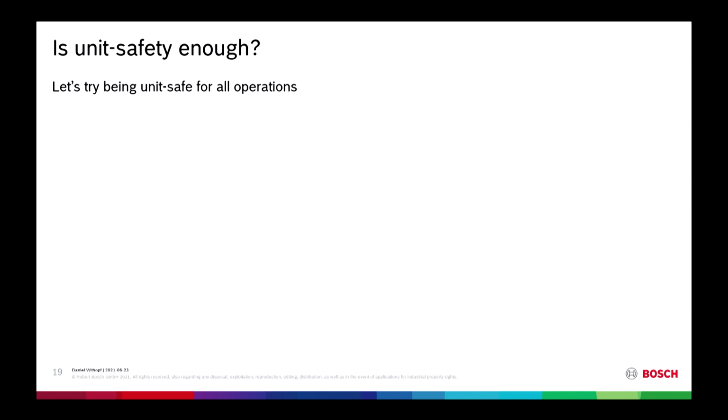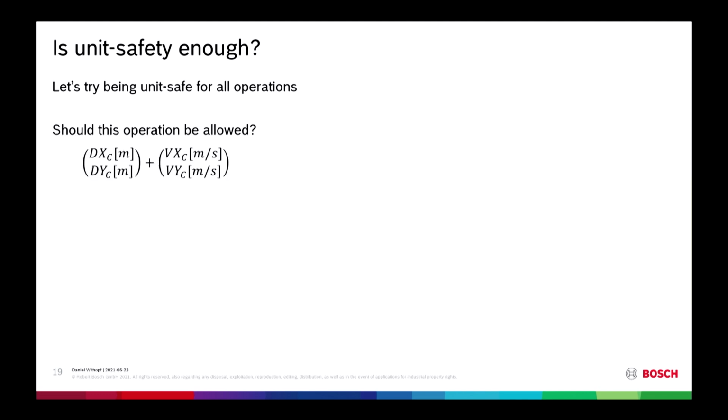So first of all, let's try to be unit-safe for all operations on vectors and matrices. Again, questions on this slide. So first of all, the question, should this operation here be allowed? So we have a vector with x and y position with a physical unit of meter. And we're adding a second vector that contains x and y velocity with a physical unit of meters per second. Should this be a valid operation? No, yeah, I think the consensus is no, because the physical units do not match up, so you can't add meters to meters per second.